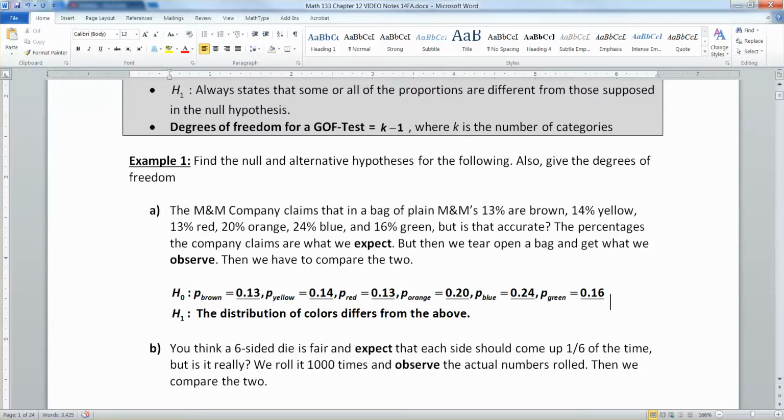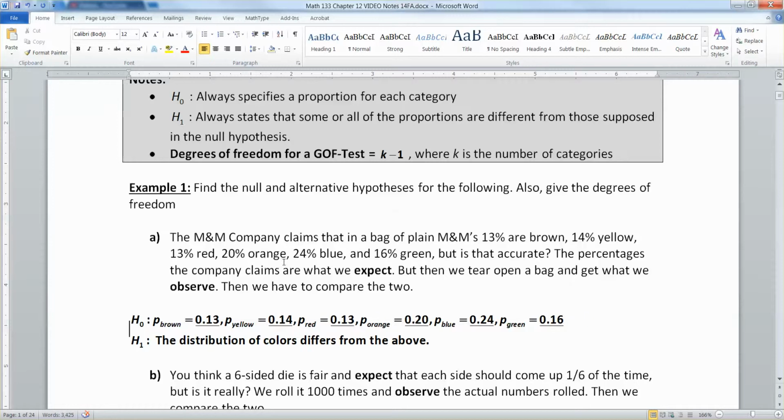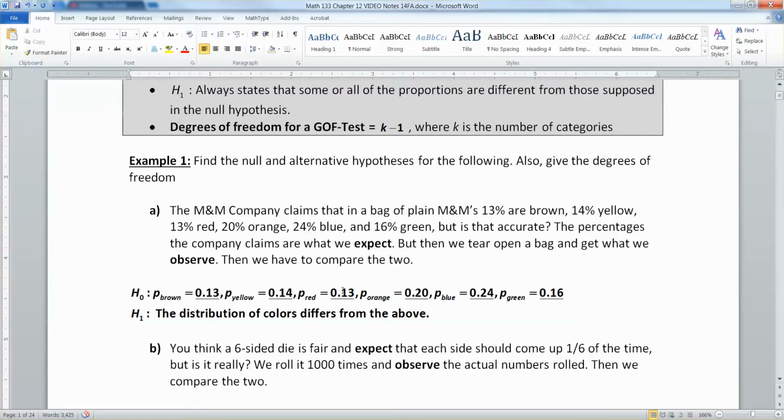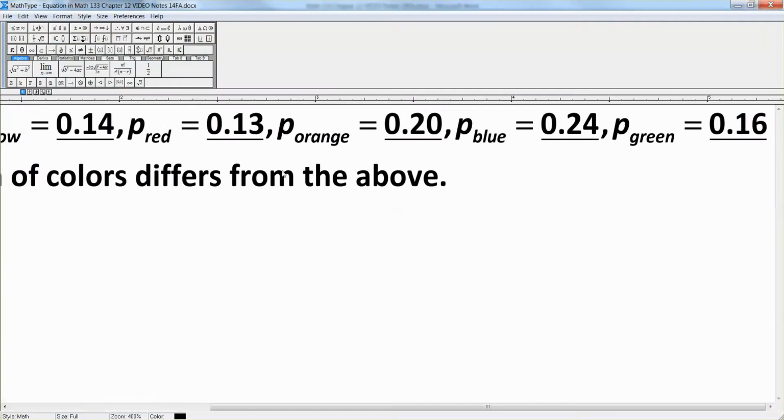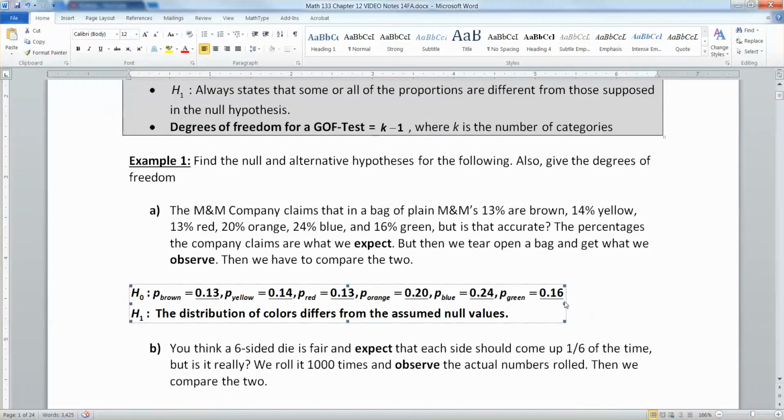You write all your proportions for the null, and then for the alternative, you write out in words that, hey, something could be different, right? So the distribution of colors, the proportions for each of the colors, that's another way you can say it, differs from what you have above in the null hypothesis. You could say differs from the null, assumed null values, or something like that. There's lots of ways to write this.